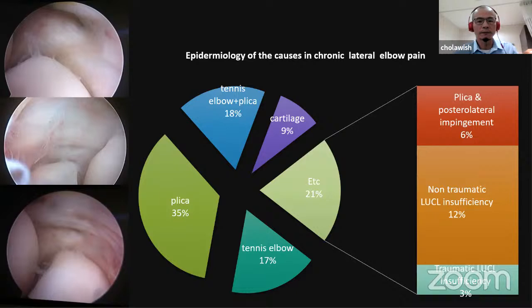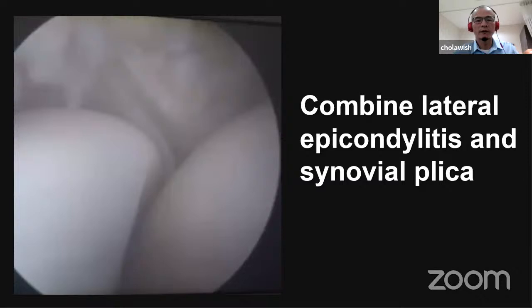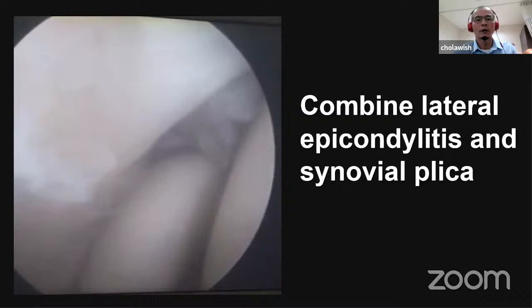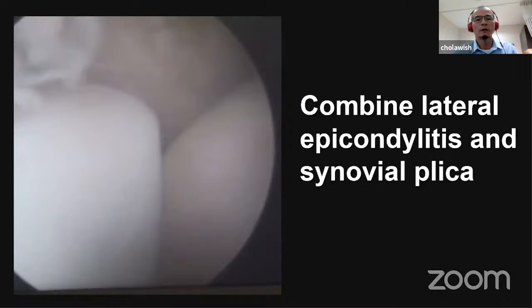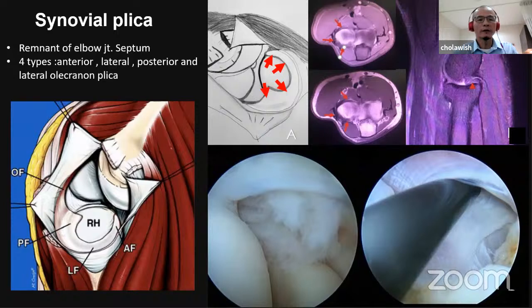Here is a combined lateral epicondylitis and synovial plica. You can see the capsular defect in there, and also the anterior plica or synovial fringe that can impinge in the lateral capitellar joint. What is a synovial plica? It is a remnant of the septum from when we develop the elbow joint. There are four types: anterior, lateral, posterior, and the last one is the lateral olecranon plica.